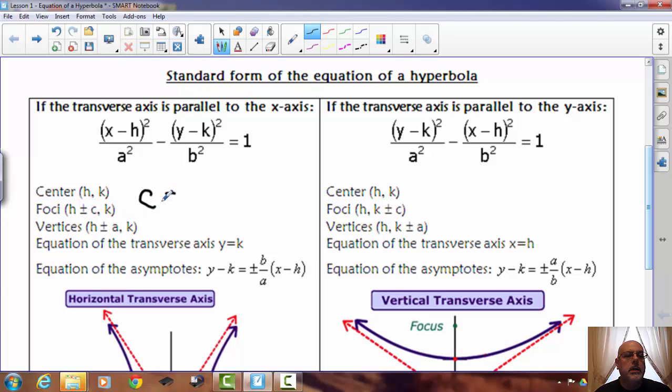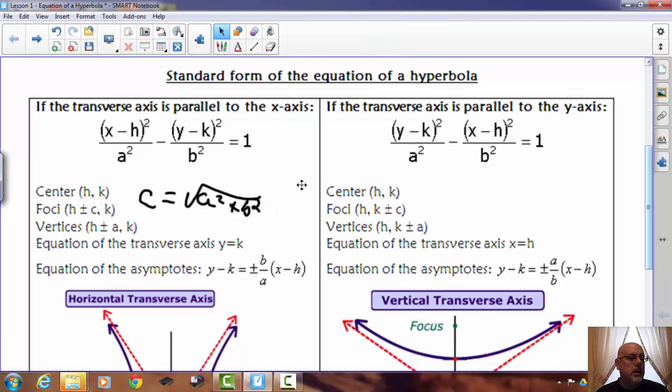So c is equal to the square root of a squared plus b squared. Unlike c in the ellipse, where c was the square root of a squared minus b squared, here c is the square root of a squared plus b squared.